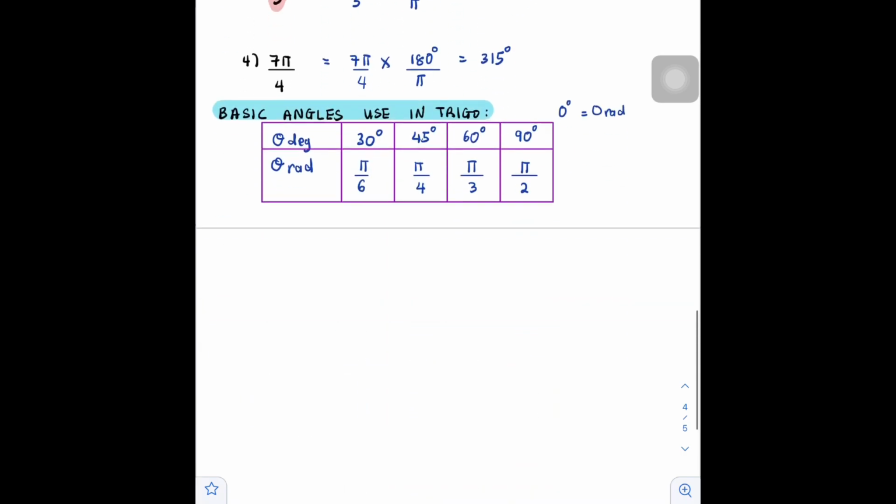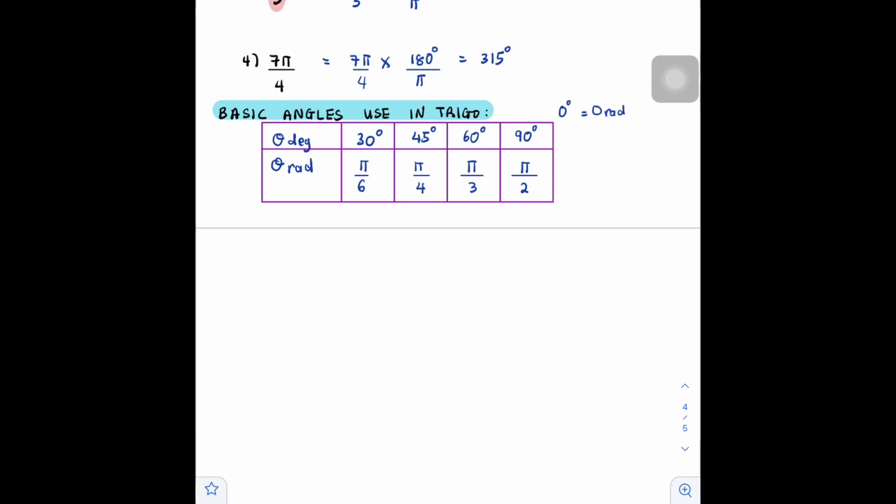Okay, the last one is about the basic angles used in trigo functions. So this is the basic one. So 30 degrees is pi over 6 in radian. 45 degrees is pi over 4. 60 degrees is pi over 3. And 90 degrees is pi over 2. So this is the basic one. So if possible, you have to remember this one.